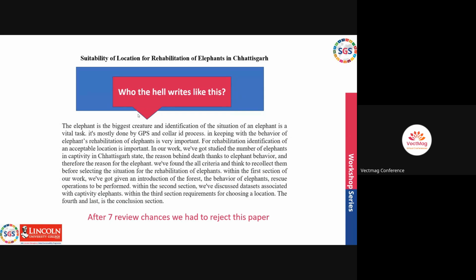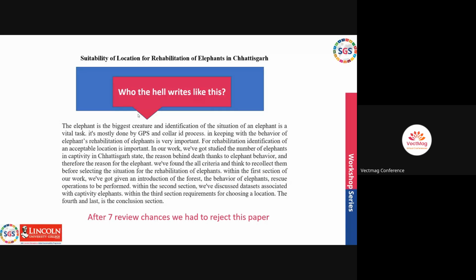The elephant is the biggest creature, and identification of the situation of an elephant is a vital task. It's mostly done by GPS and caller ID process. In keeping with the behavior of elephants, rehabilitation of elephants is very important. For rehabilitation, identification of an acceptable location is important. In our work, we have got studied the number of elephants in captivity in the Chhattisgarh state, the reason behind the death thanks to elephant behavior, and therefore the reason for the elephant.